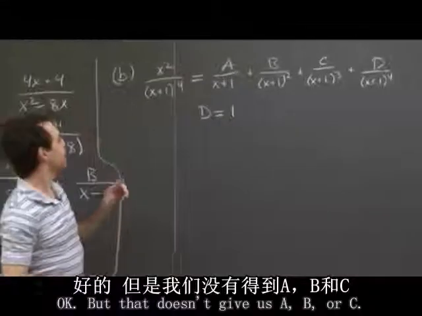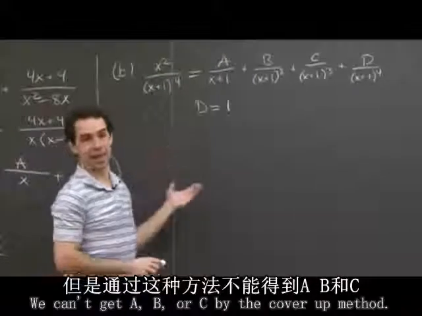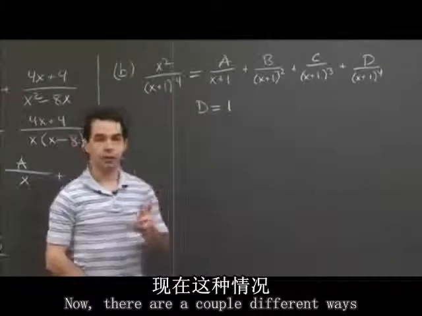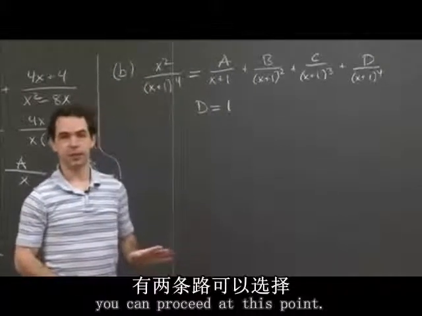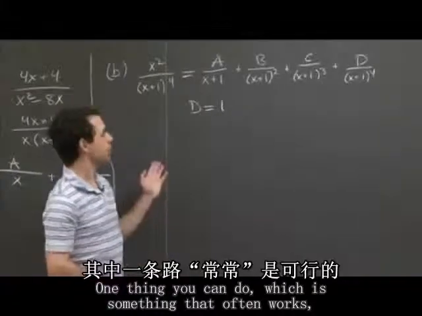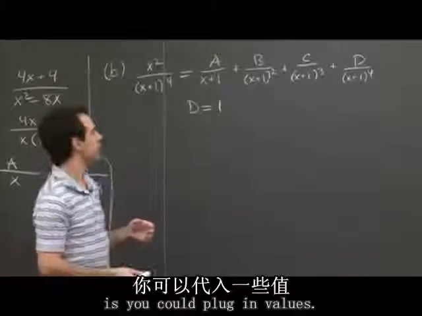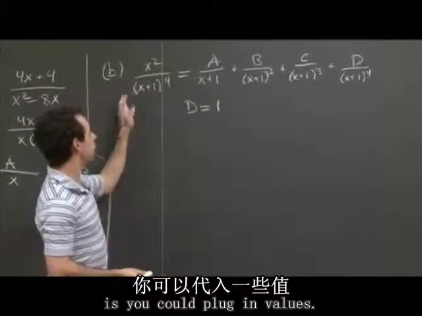Okay, but that doesn't give us a, b, or c. We can't get a, b, or c by the cover-up method. Now there are a couple different ways you can proceed at this point. One thing you can do, which is something that often works, is you could plug in values.